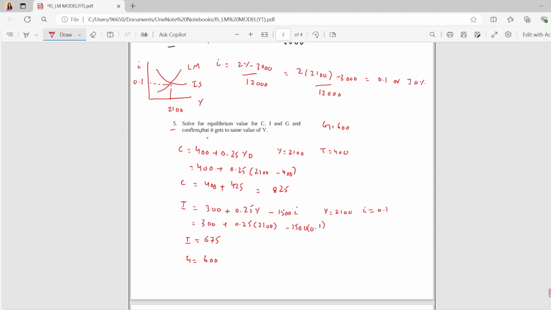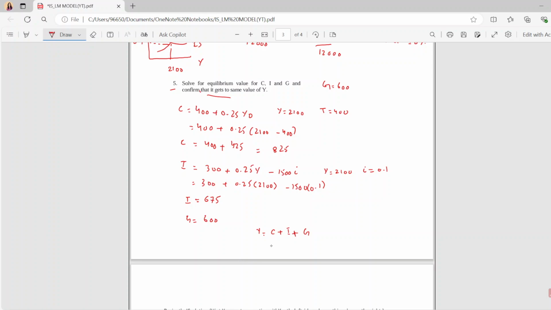Now we're going to confirm whether, if we add all these together, we get the same value of y or not. So I'm going to write that y, using the IS relationship, is C plus I plus G. We do know that C turned out to be 825, investment turned out to be 675, and government spending turned out to be 600. Once I add all three of these together, it gives me a sum of 2100, which is exactly the same as the value we got earlier.